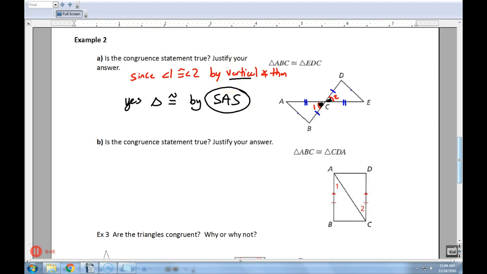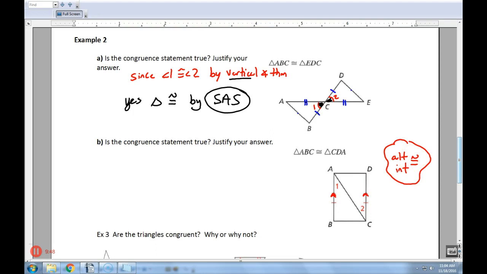So let's look at part B. What about this one over here? Is it true that ABC and CDA are congruent? Well, one thing that catches my eye right out of the gate here is I see some parallel lines. And right now, bells should be going off, man. Whenever you see parallel lines, you know in your little thought bubble over here, you're going to be doing something with alternate interior angles, because alternate interior angles are always congruent.